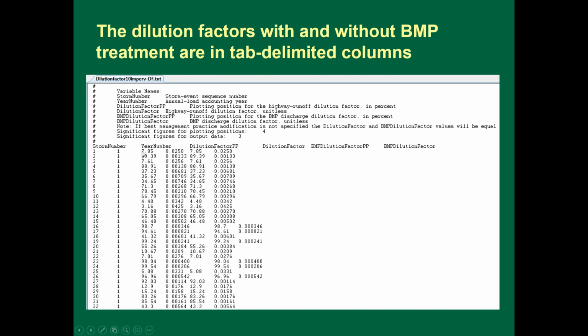As you can see in this diagram, if you do not have a BMP, your BMP dilution factors are going to equal your highway dilution factors. So it creates the columns, but it just populates them with the same number.